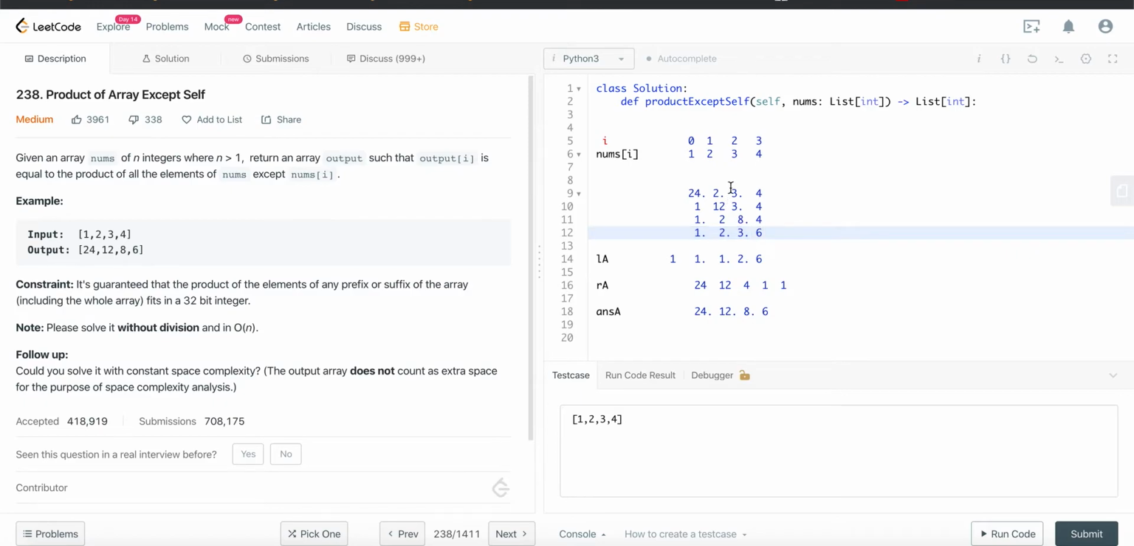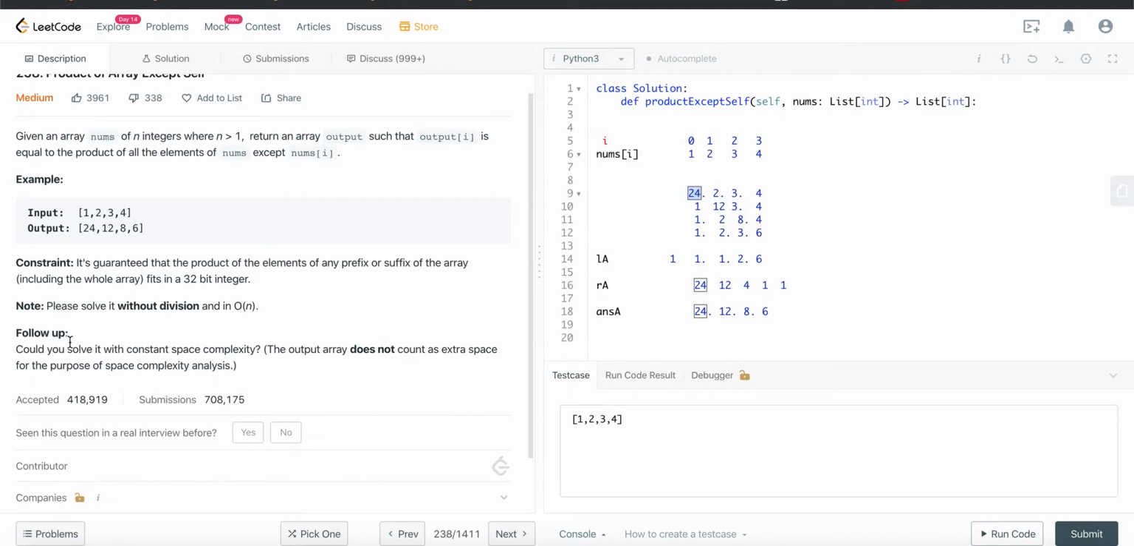So if we know the product of all the left elements at the current index and the product of all the right elements, you can multiply those both and you can get the value. Or this can be done in one more way. If we can find the product of all the elements in the array and divide it by the value at the current index. But in the sum they have given a follow-up and they mentioned we should solve without division. So we can do it in this manner.